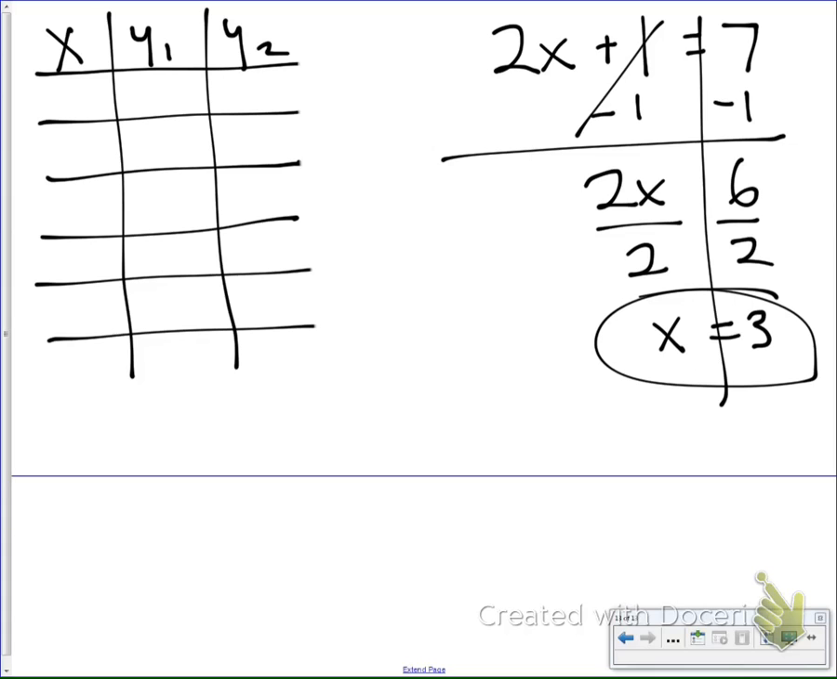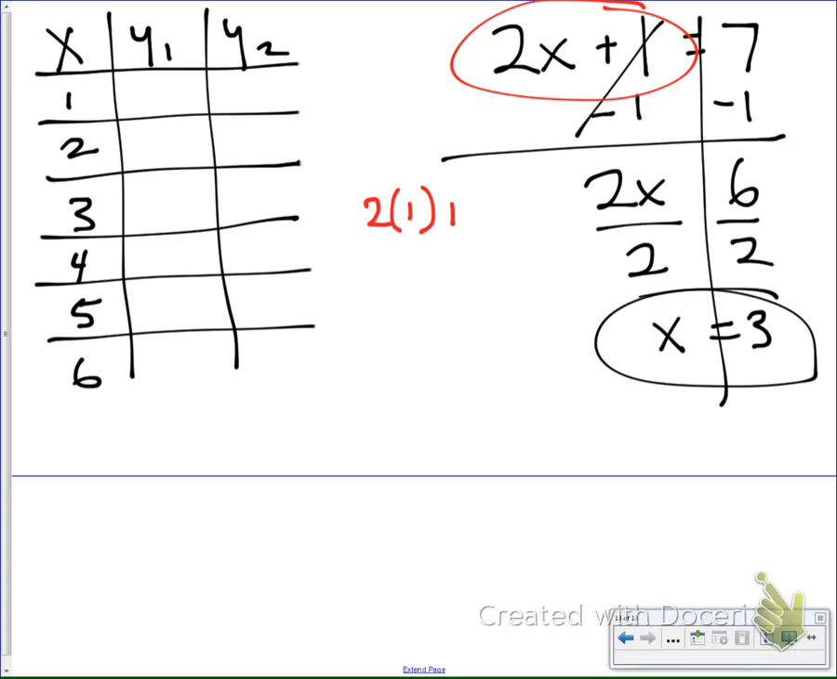In my x column, I want to start out by putting my answer in there, 3, and then I want to put some numbers below it, and I want to put some numbers above it, just so I can see what's going on. That's my x1 column. Now, my y1 column is going to be filled with solutions to the original expression right here. And what I'm going to do is, instead of the x value in there, I'm going to plug in the x's from the table. So to start, I'd do 2 times 1 plus 1.